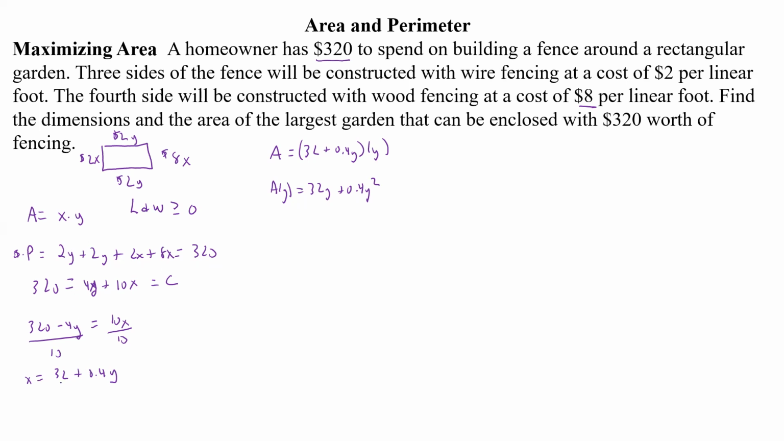Well, this then, 32 plus 0.4y, that has to be what? Well, that has to be greater than or equal to 0. So we're kind of going about this as we think about pieces here. So now if we do that, now we can solve this for y. And so if we subtract 32 over, then we'll have 0.4y is greater than or equal to negative 32.